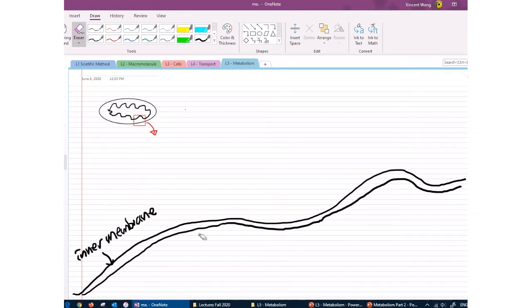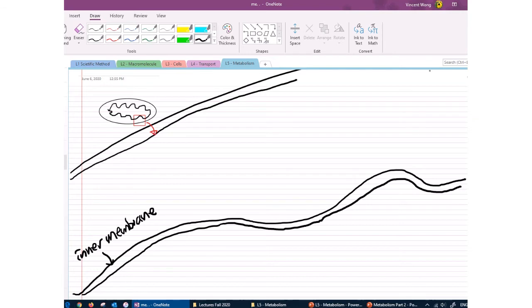Okay, and these foldings are called cristae, and here, just for reference, that's going to be your outer membrane. Okay, outer membrane. And over here, the space between the outer membrane and the inner membrane, that's going to be the intermembrane space.